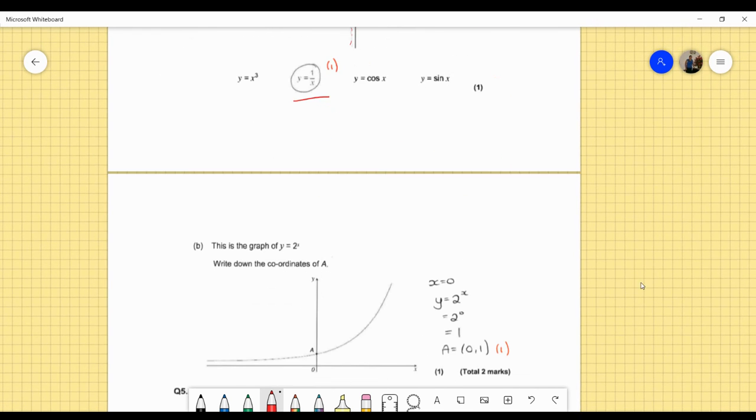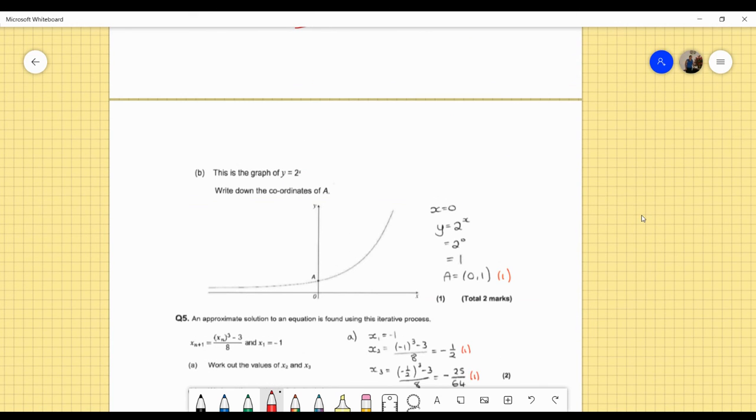You then have part B. So for part B, we've got the graph of y equals 2 to the power of x. Remember, that means it's an exponential graph. Anything with a power of x is an exponential. And we had to write down the coordinates of A. At this point at A, we know our x value is 0. So if we put 0 into the equation, 2 to the power of 0, and hopefully you remember from your index laws, anything to the power of 0 is always 1. Therefore your actual coordinate at that point on the graph is (0, 1) for 1 mark.